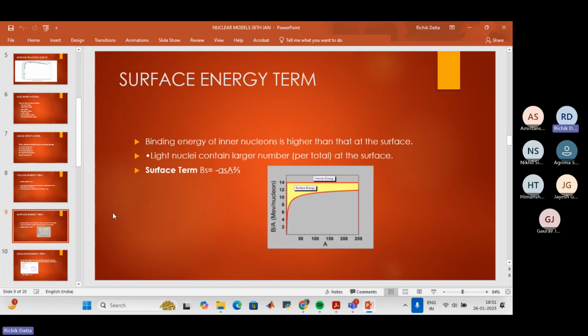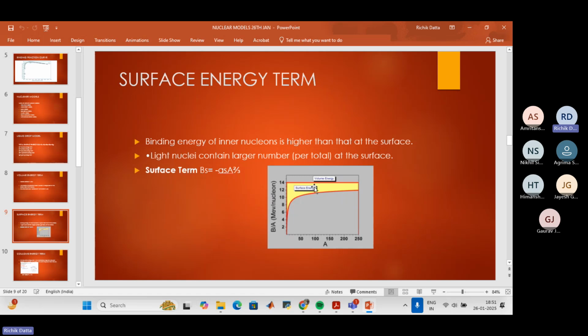Okay, so here is the surface energy term. The binding energy of the inner nucleons is higher than that at the surface. So how can we see the binding energy of inner nucleons? The binding energy of the proton and neutron inside is greater than the binding energy at the surface of the nucleus. So the surface term comes as Bs equal to minus As A to the power 2/3.